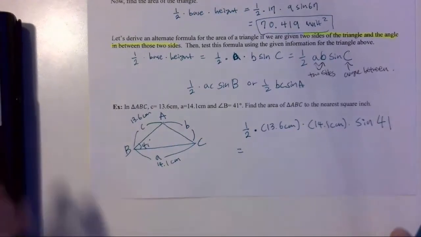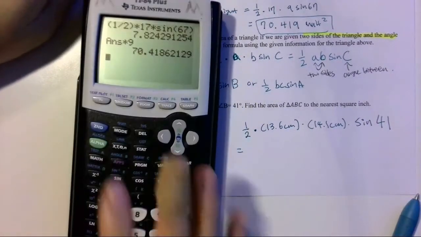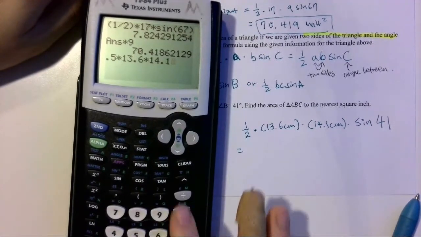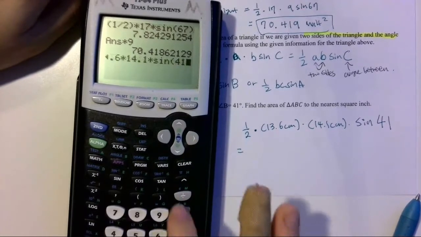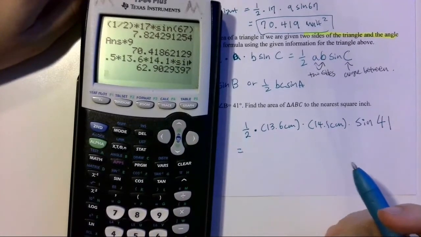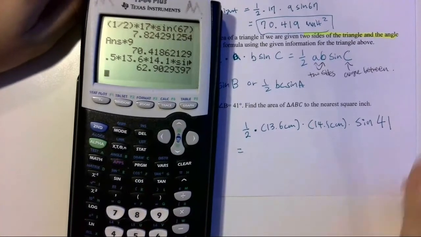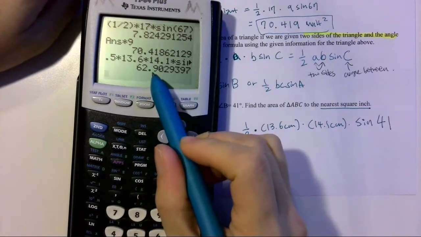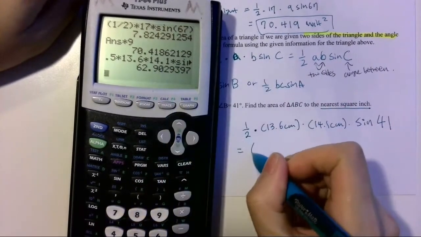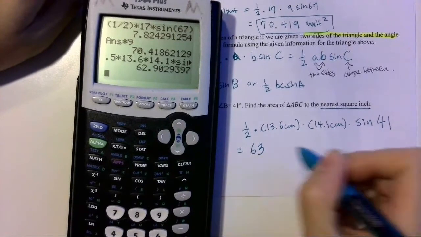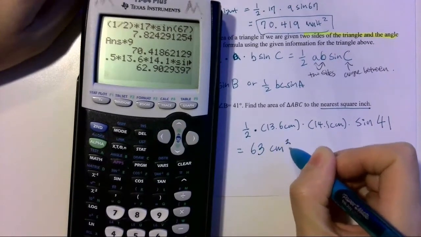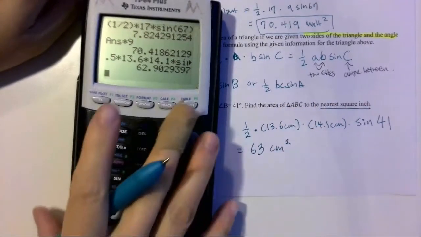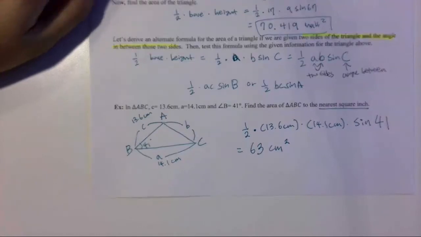All you have to do now is just plug it in. So half times 13.6 times 14.1 times sine of 41, hit enter. All right, I got 62.902. A few things, it says nearest square inch, that means you just round it to the whole number. So if I round up from the 9th, it's going to be 63. What about the unit? Centimeters square. Area means you need to have that square there. If you write it without the square, that's wrong. Okay, centimeters square. So there I go.